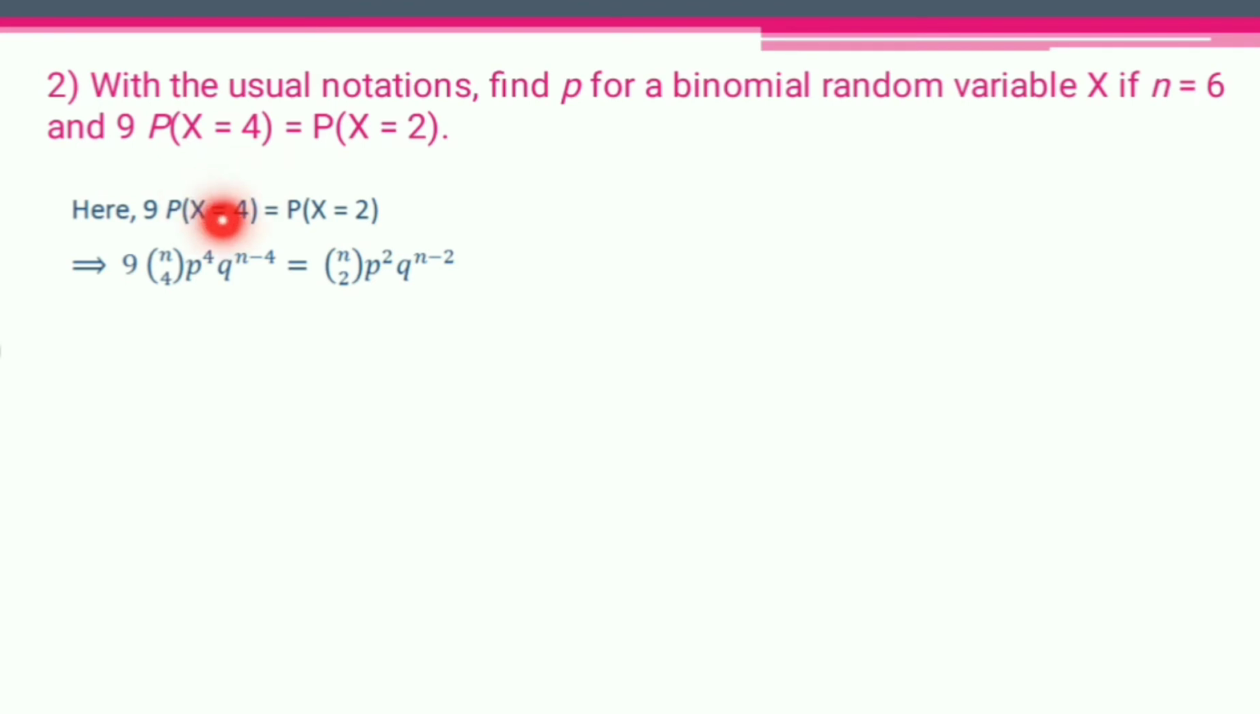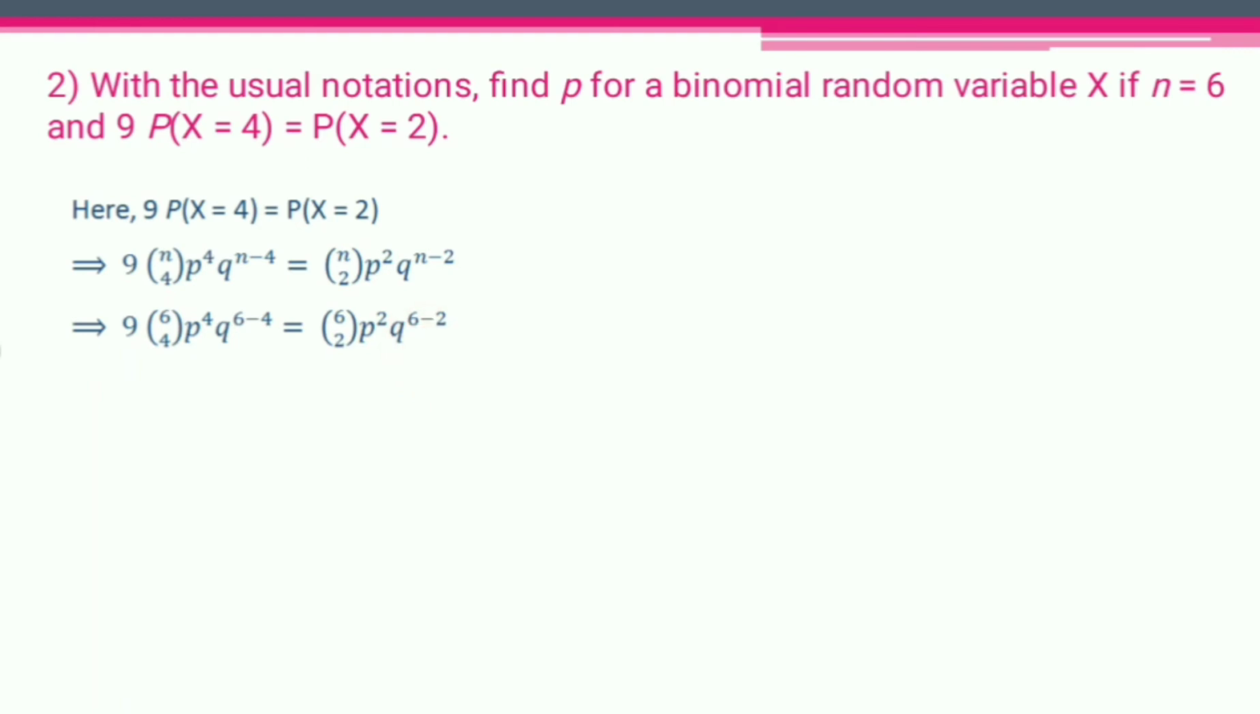Okay. So using this condition, we'll substitute the value of P4. P4 will be equal to nC4, p raised to power 4, q raised to power n minus 4. And P2, in case of binomial, we have nC2, p raised to power 2, q raised to power n minus 2. Now we'll put the value of n that is given here. So this gives us 9 into 6C4, p raised to power 4, q raised to power 6 minus 4 equal to 6C2, p raised to power 2, q raised to power 6 minus 2.